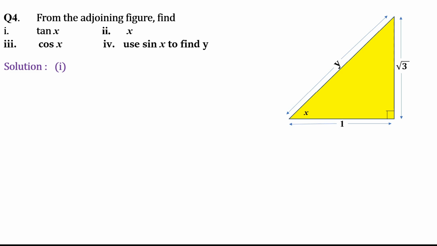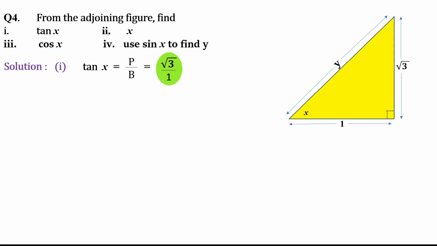And you know, tan x means perpendicular upon base. From the figure, I will see what is perpendicular and what is base. So here I have tan x is equal to perpendicular upon base. Perpendicular according to the figure is root 3 and base is 1. So I have substituted root 3 upon 1 and the tan x value becomes root 3. Now this is my first part. First part was only to find tan x, and I have found the value of tan x as root 3 by 1, or you can say root 3 only, it's okay.